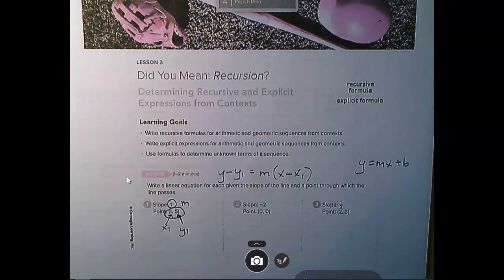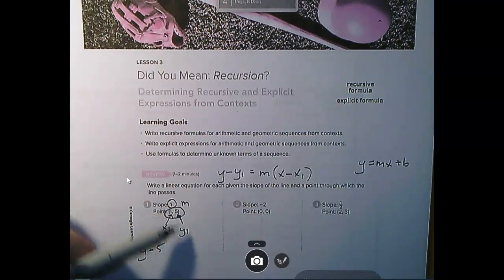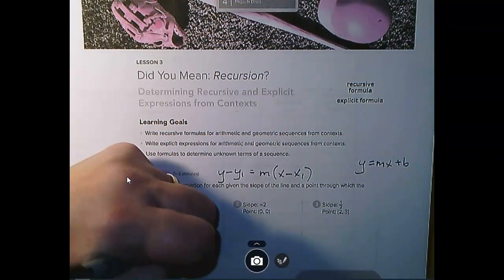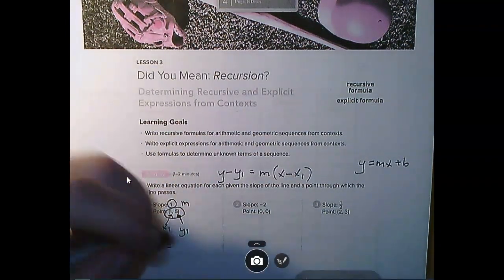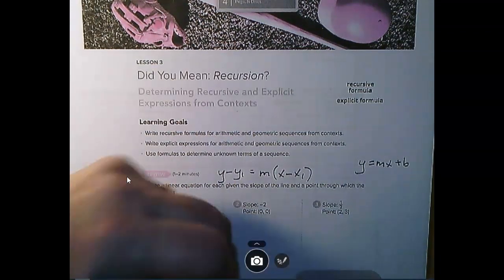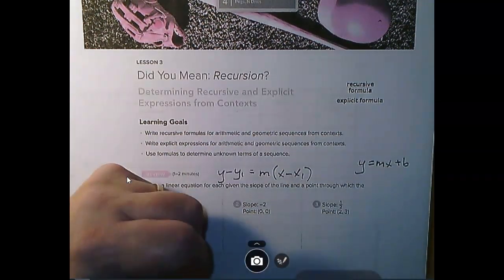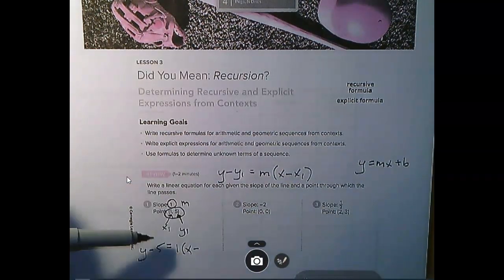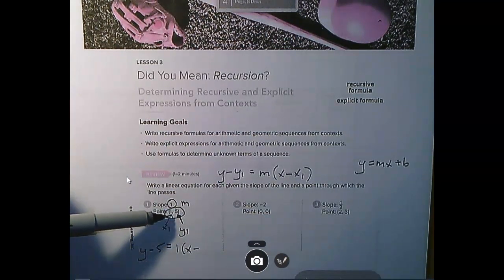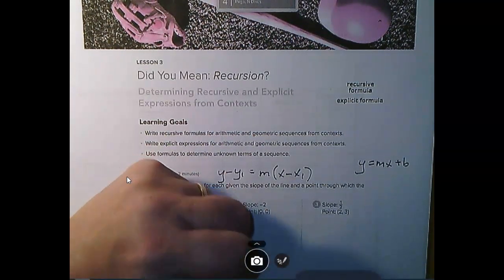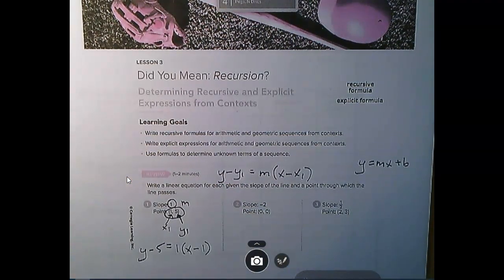So the pattern stays the same each time. So we're going to start with y minus y1. So in this case, minus 5. Got the 5 right there for y1. And then equals, we're plugging in this number for m, so 1. Then we're going to make parentheses. We're going to write x minus, and then the number for x1, which is 1, this x coordinate. And we're done with this one.